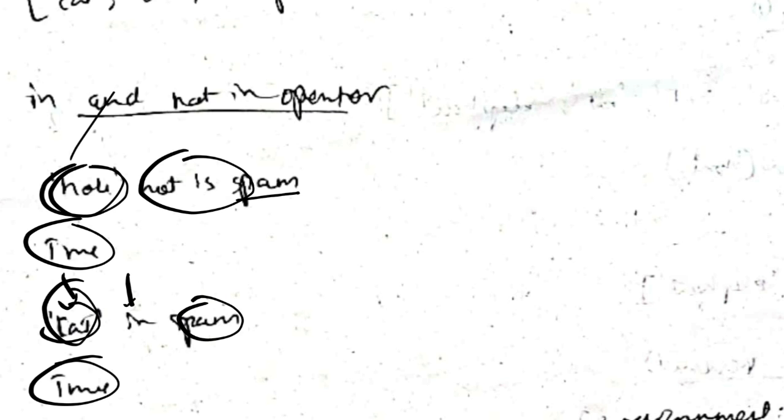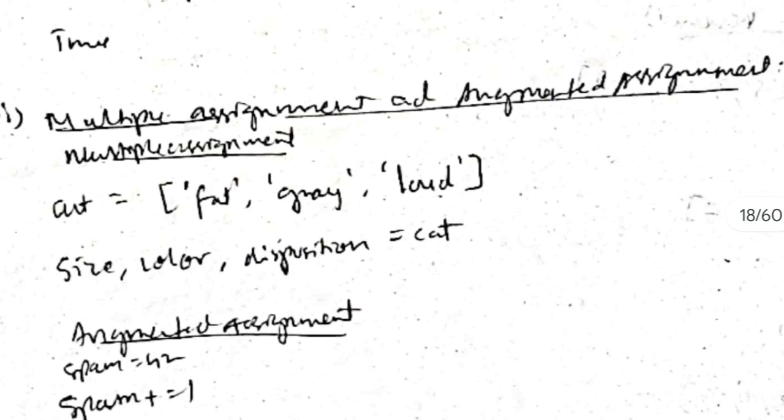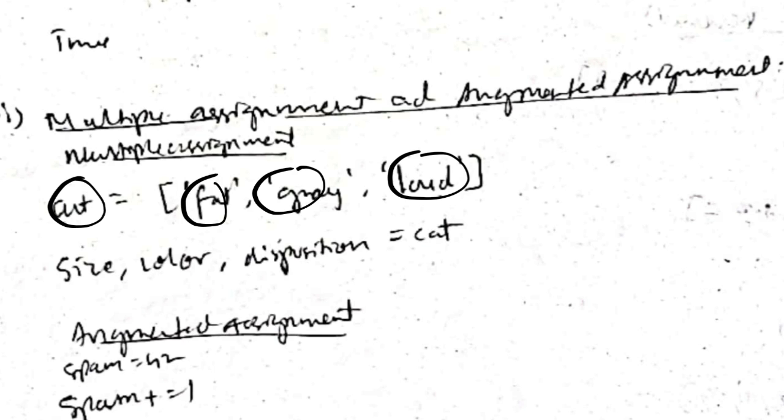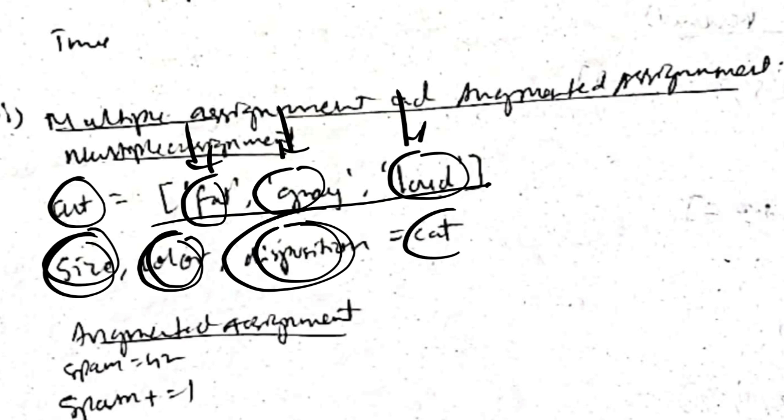Okay, moving on to the next one, we have the multiple assignment and augmented assignment operator. Multiple assignment means suppose that we have cat here, and the description of cat is fat, gray and loud. I have to assign each of these values to a size variable, a color variable and a disposition variable. So what I will do is, based on the index values, I will write size, color, disposition is equal to the list here. That will be assigned to each of these variables. That's how you use the multiple assignment operator.